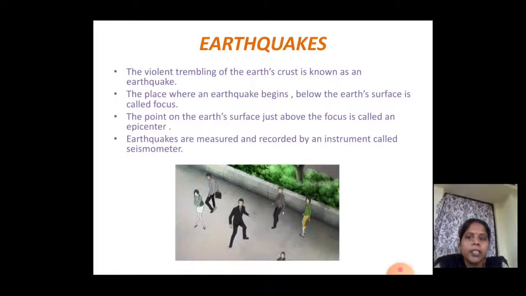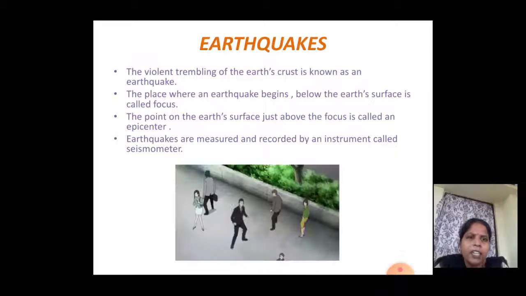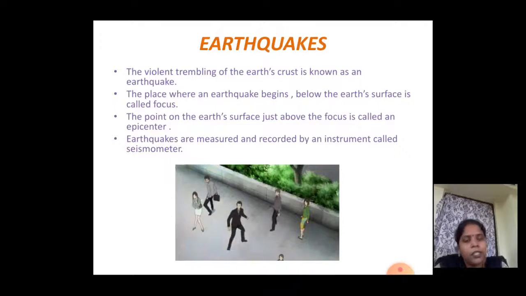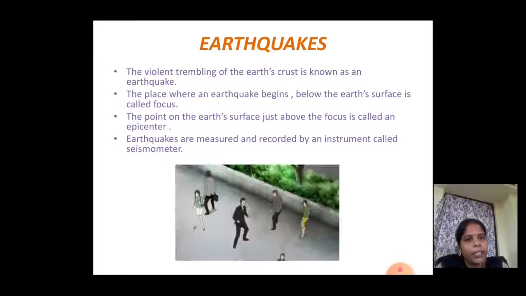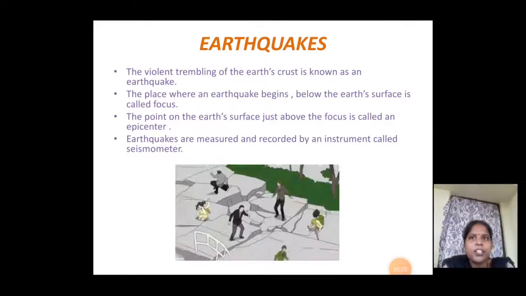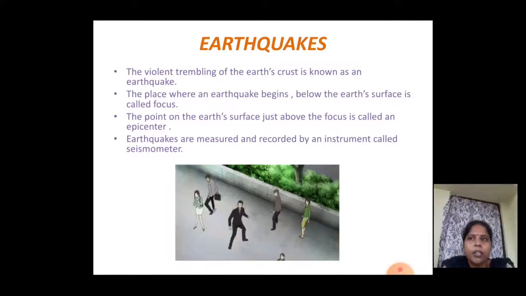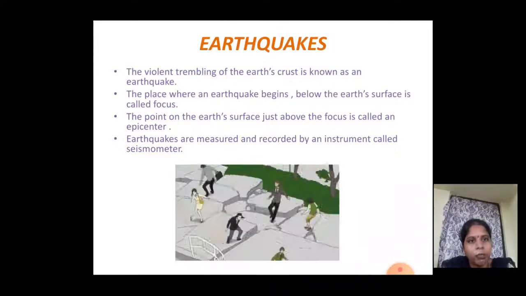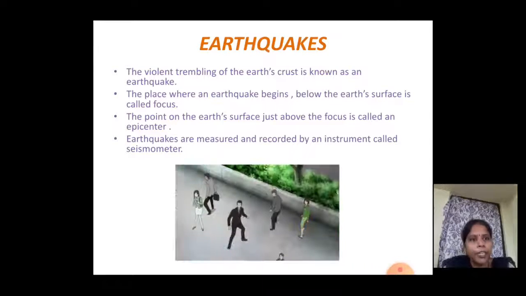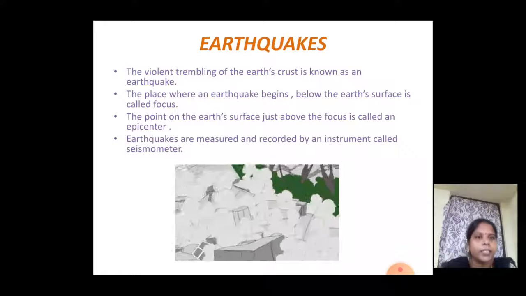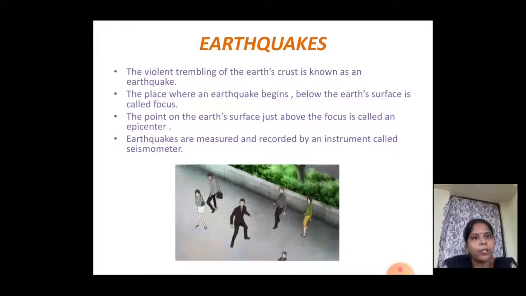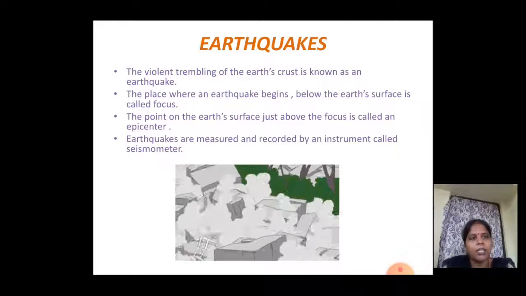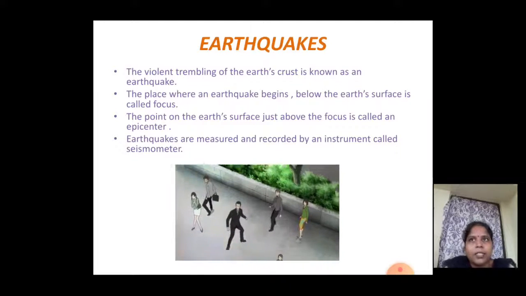Earthquakes occur frequently in certain parts of the world such as Japan and the Philippines. The Himalayan region and parts of northern and western India are prone to earthquakes. We can protect ourselves at the time of an earthquake by following some precautions. Let us see what those precautions are.